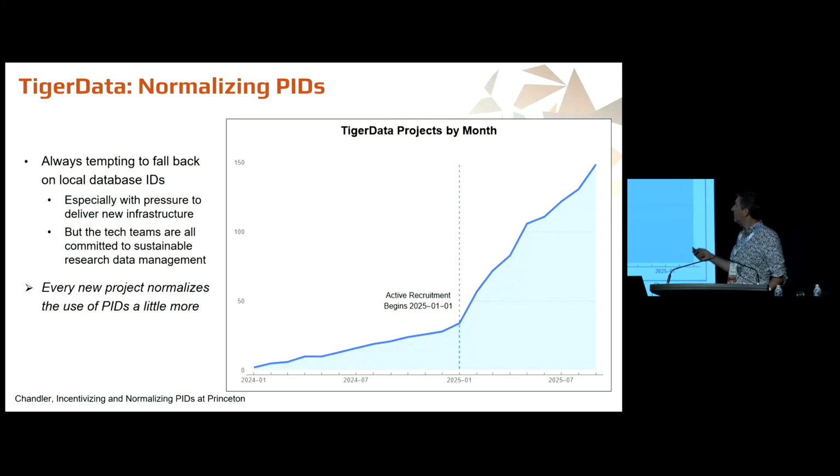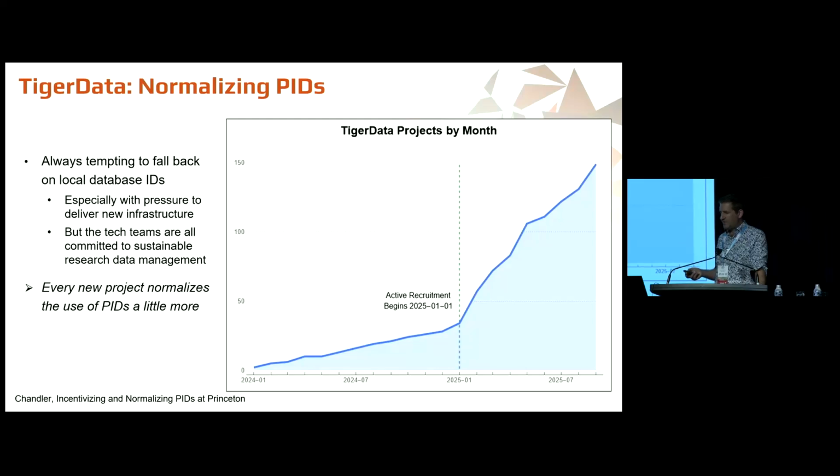This is the graph of the uptake of Tiger data use. So as you can see, again, it's growing quite quickly. I think a lot of people at the moment are moving data from existing projects and so forth into the new Tiger data system, but it's also getting new adopters as well and growing quite rapidly.